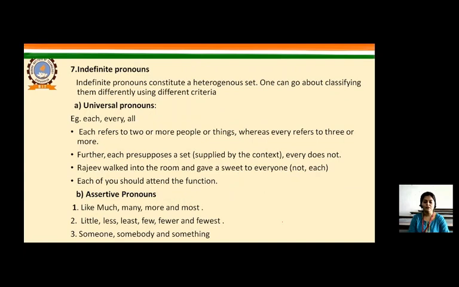Now let us move further. We have the last category, that is indefinite pronouns. What are indefinite pronouns?